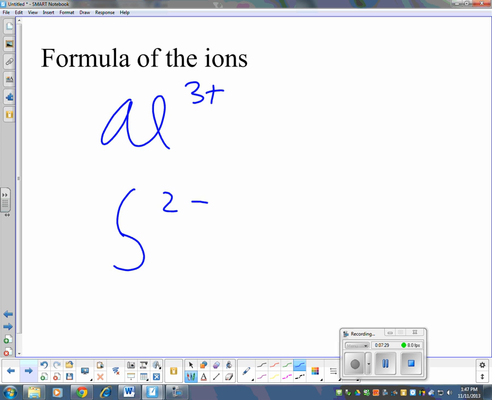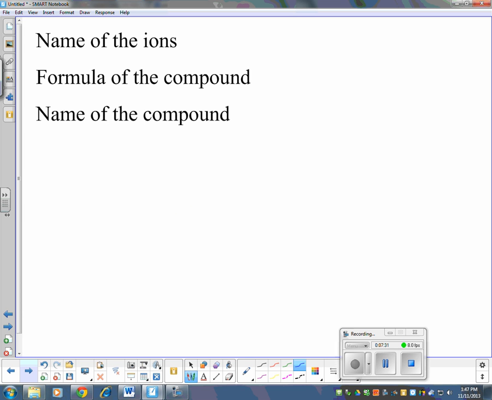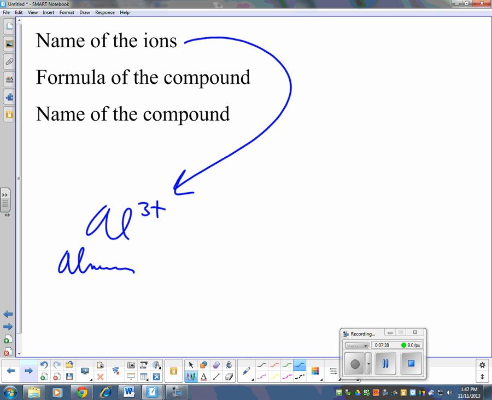Name the ions. When you go to name the ions, a positive ion is basically just the same. So if I have Al3 plus, I'm just going to call it the aluminum ion. For S2 minus, any negative ion, the ending gets changed. It gets changed to -ide. So we're going to take sulfur, which is normally like this, and we're going to change the ending. We're going to add -ide as an ion.